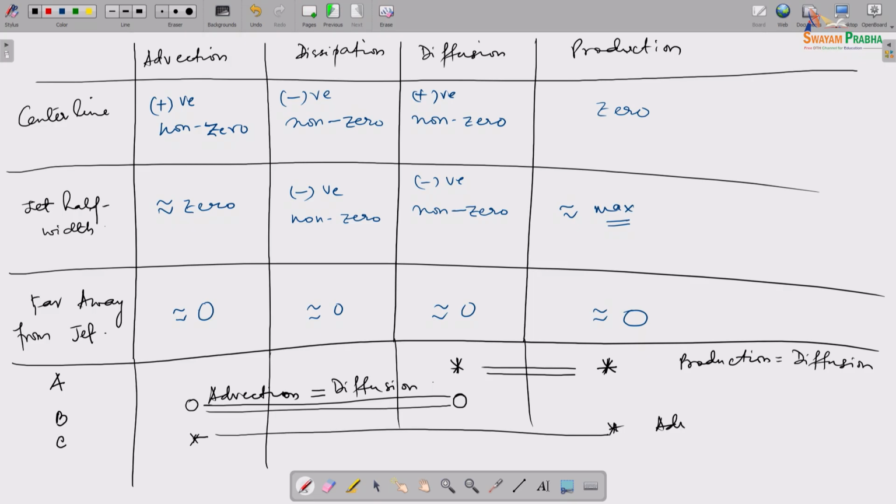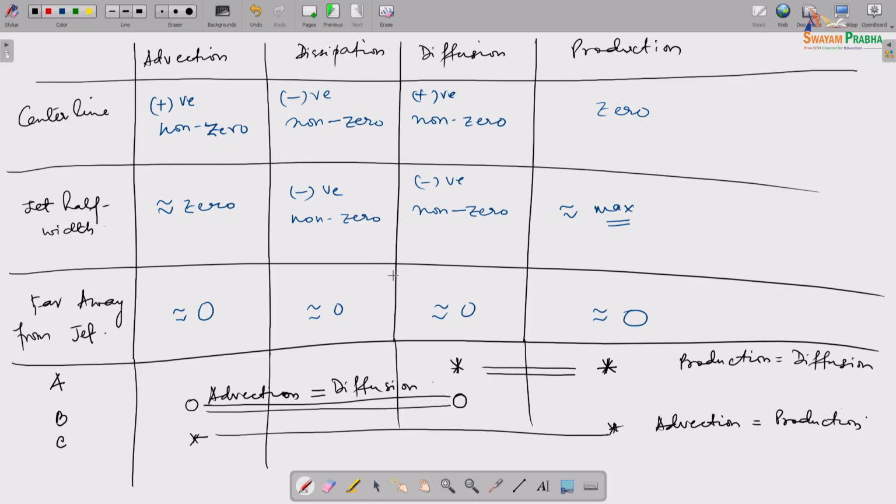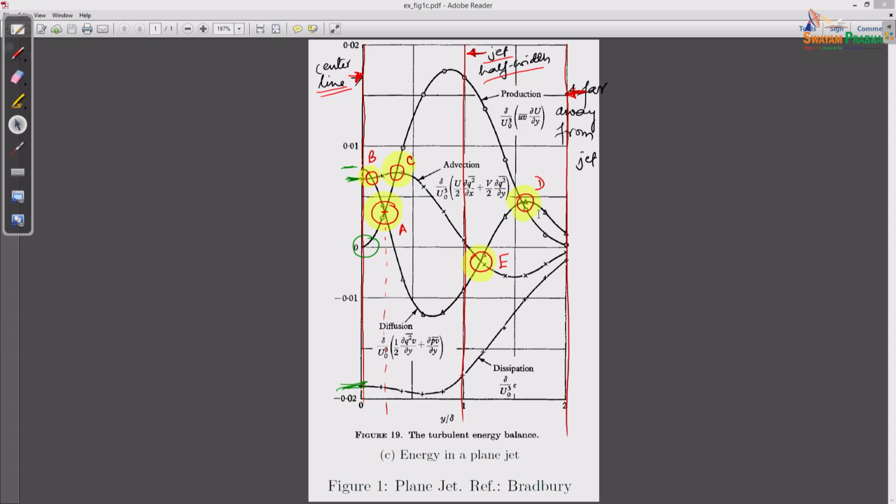Then D. Because B comes first, I could have written this as A actually. Anyway, D here, this is the production, and that is equal to diffusion at D. So at D, production is equal to diffusion.